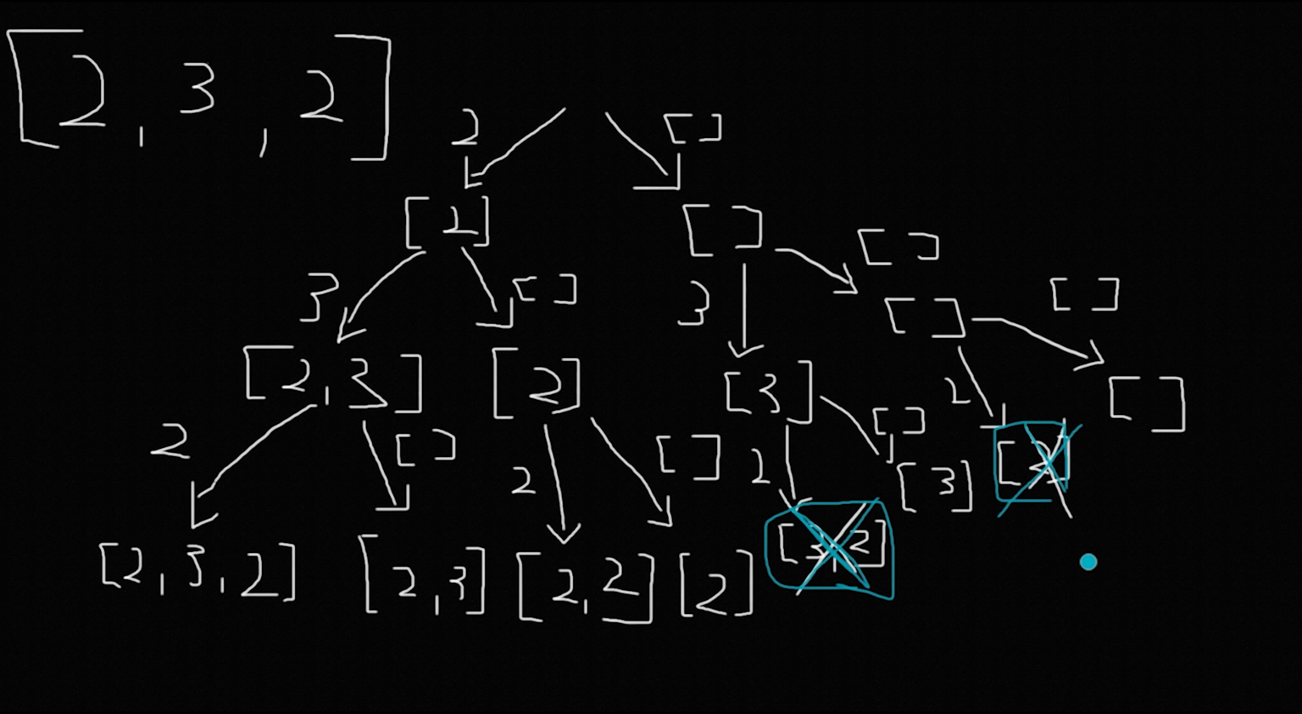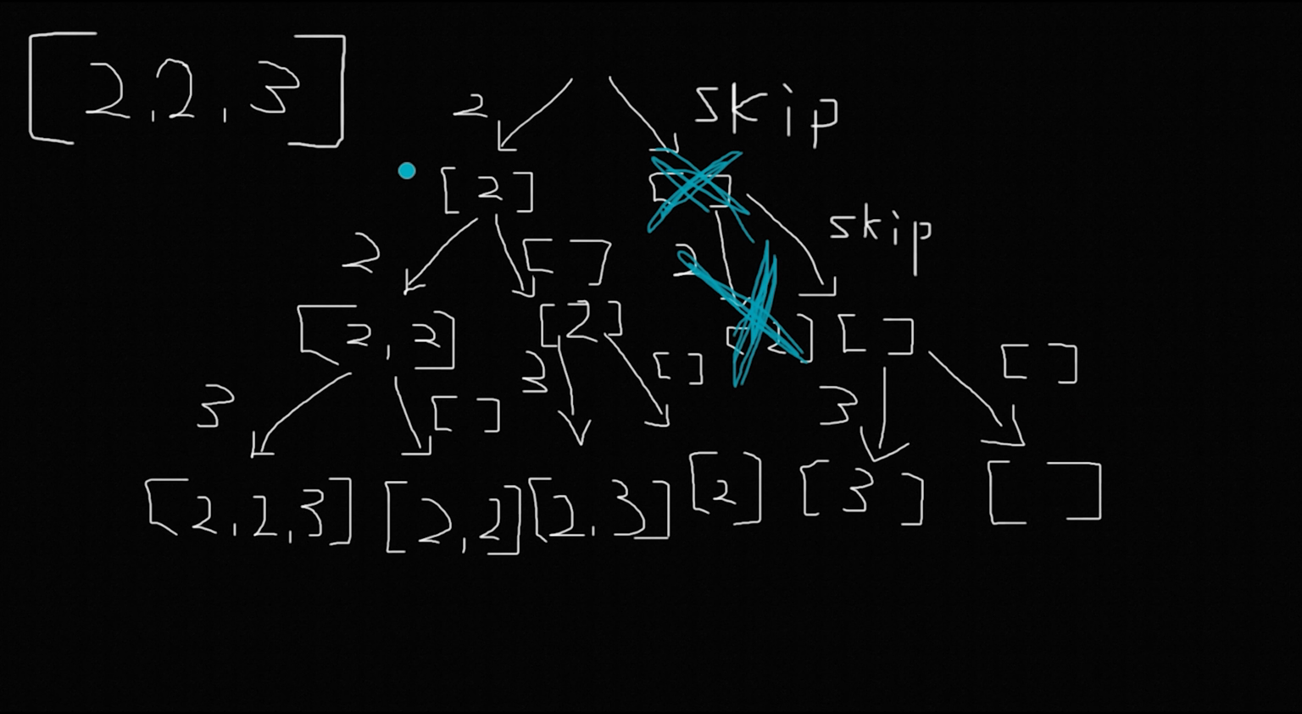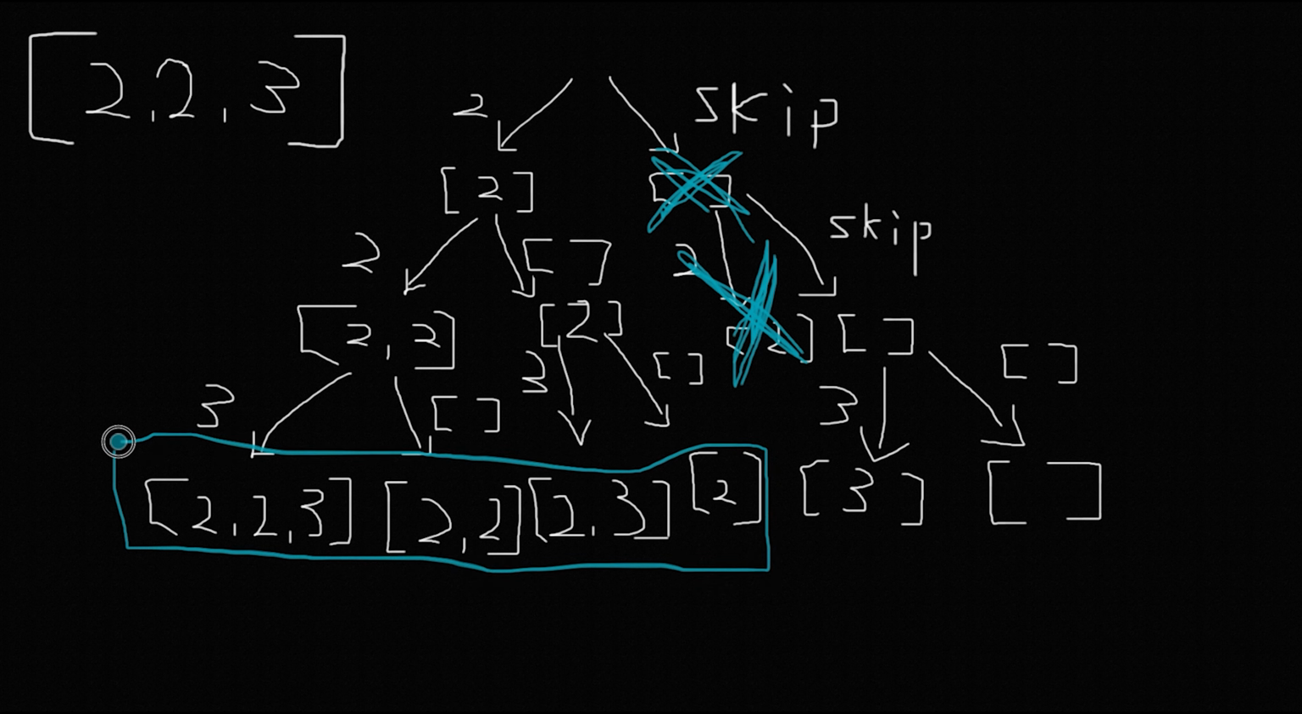But how can we remove the duplicate subsets? I think the easiest way is to sort the input array and then start the decision tree. Let's see how it goes. This is the sorted version of the decision tree, 2, 2, 3. On the left side, it's almost the same as the previous decision tree. We choose to include or not include the current number, and in the end, we successfully create these subsets as the output.